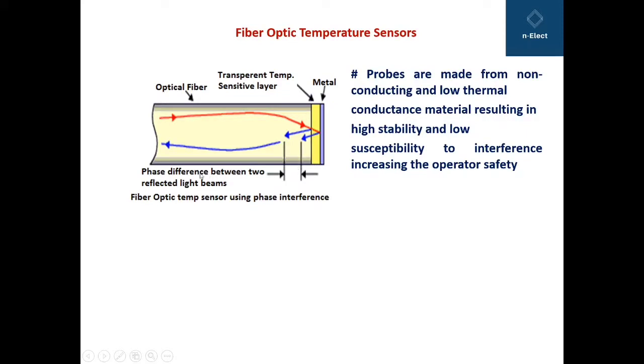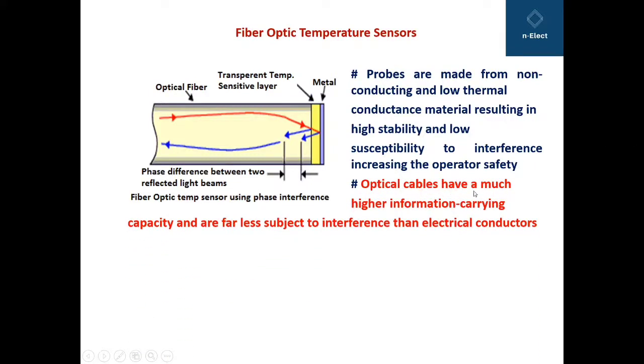Here you can see the phase difference between the two reflected light beams. One light beam is reflecting from the surface of the transparent temperature sensitive layer, while the other ray is reflecting from the metal, passing through this transparent temperature sensitive layer up to this point, and then reflecting. So there will definitely be a phase difference between the two rays, and from that phase difference the temperature can be measured. This is the idea behind this fiber optic temperature sensor.